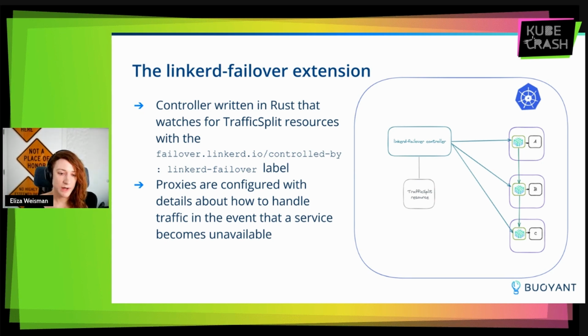And then when this failover controller sees traffic splits that match this label, it configures the proxies in that traffic split, the proxies that would execute that policy, with the details of what to do if one of the primary services in that traffic split becomes unavailable.